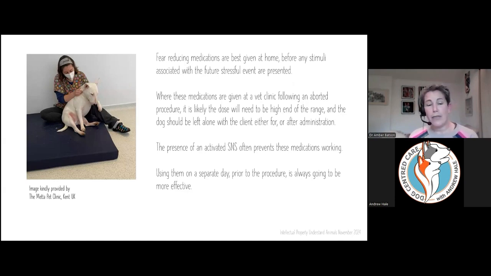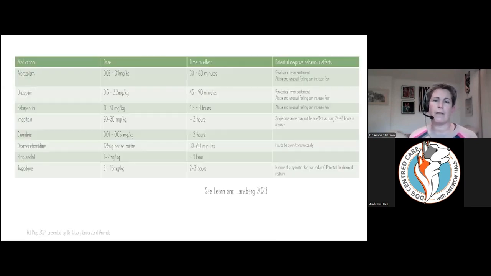If we've done that thing where we've paused the consultation or the procedure because of increasing stress, giving them at that time is often not as effective because of the state of the sympathetic nervous system. So if we are going to use them, it's probably best to stop for today, make a plan for a separate occasion, the dog to have the medication and come in on a separate day.